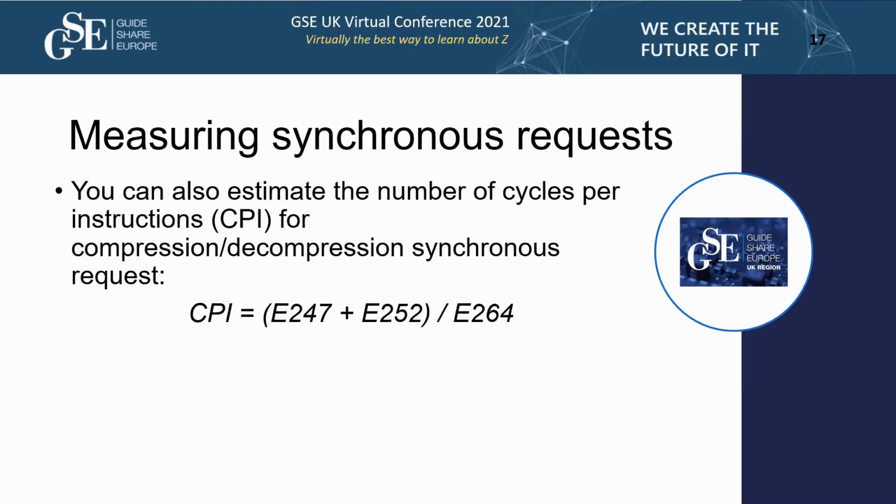Another interesting formula is the one which provides the CPI, which is the number of cycles per instruction for this kind of compression and decompression synchronous request. This is very interesting because it can give us an idea of what is the effort of a compression decompression request. And we will see that the numbers are really surprising in some way.